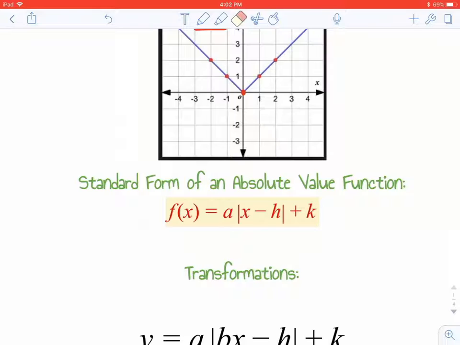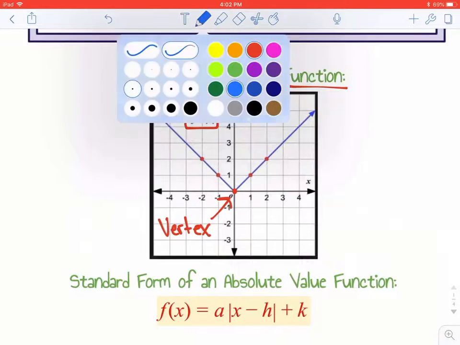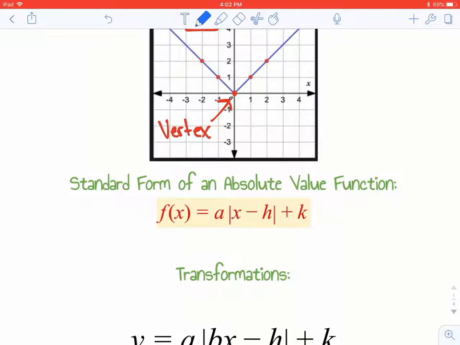Infinitely many versions. So we have the standard form of an absolute value function: f of x equals a times the absolute value of x minus h, plus k. We have a vertex with absolute value functions. So notice here would be what we call the vertex of our function, the center. And our vertex, when we pick it out of our standard form, is simply (h, k). So that is our vertex. Very important piece of information.